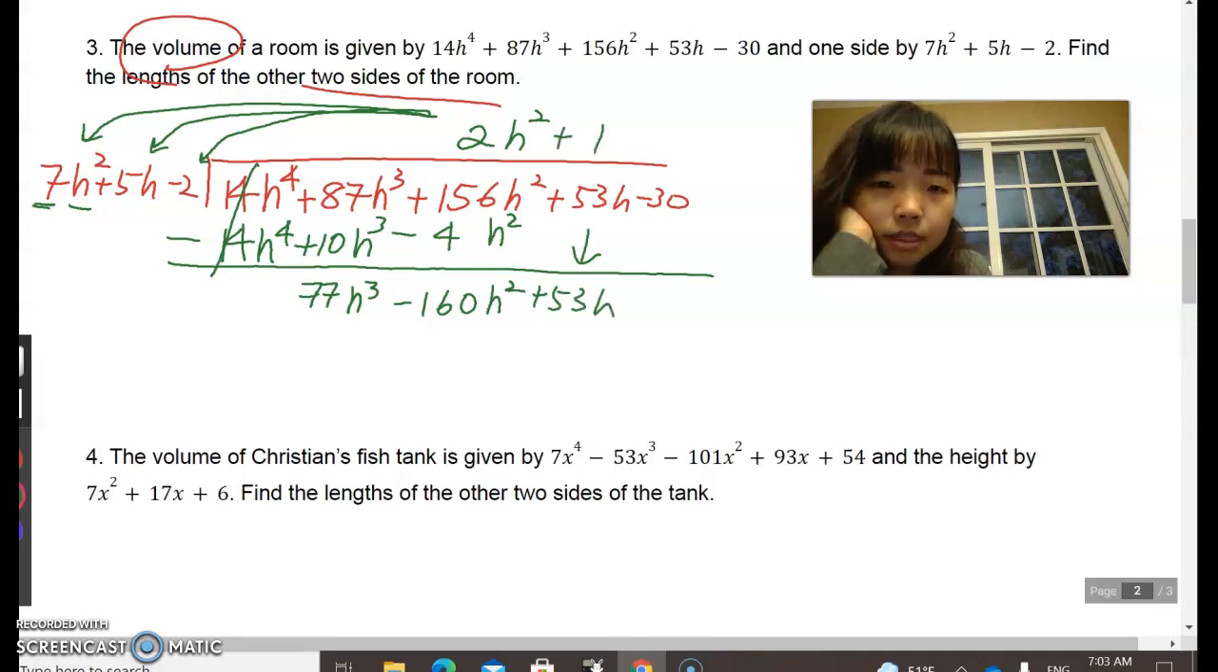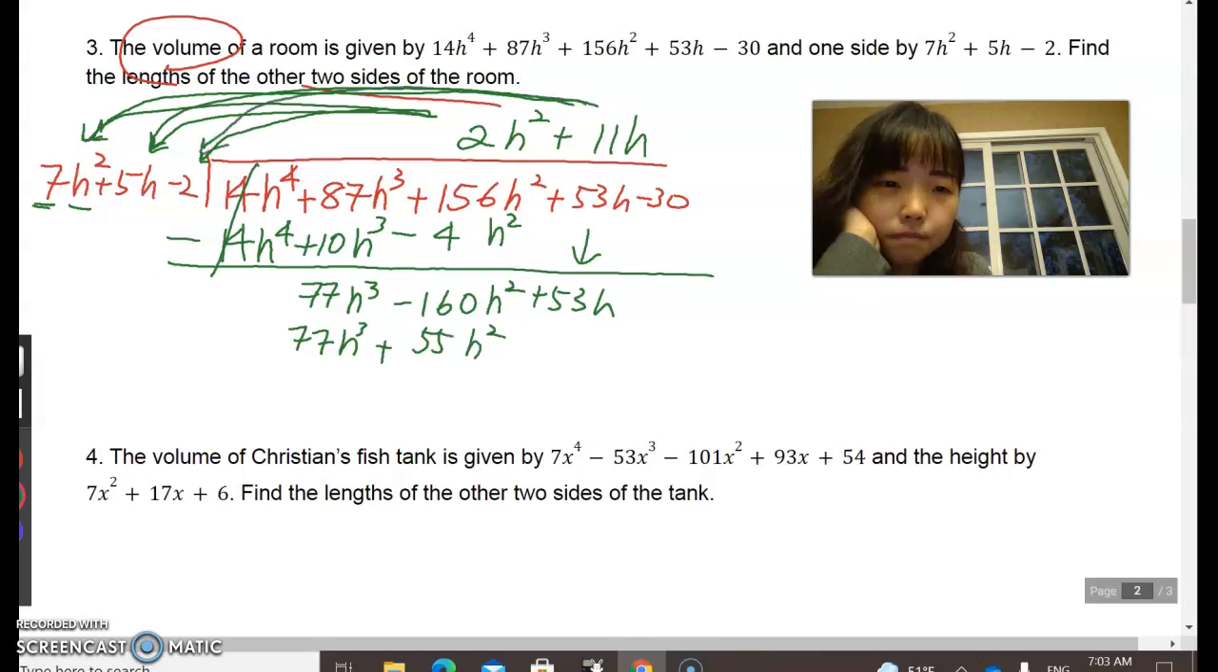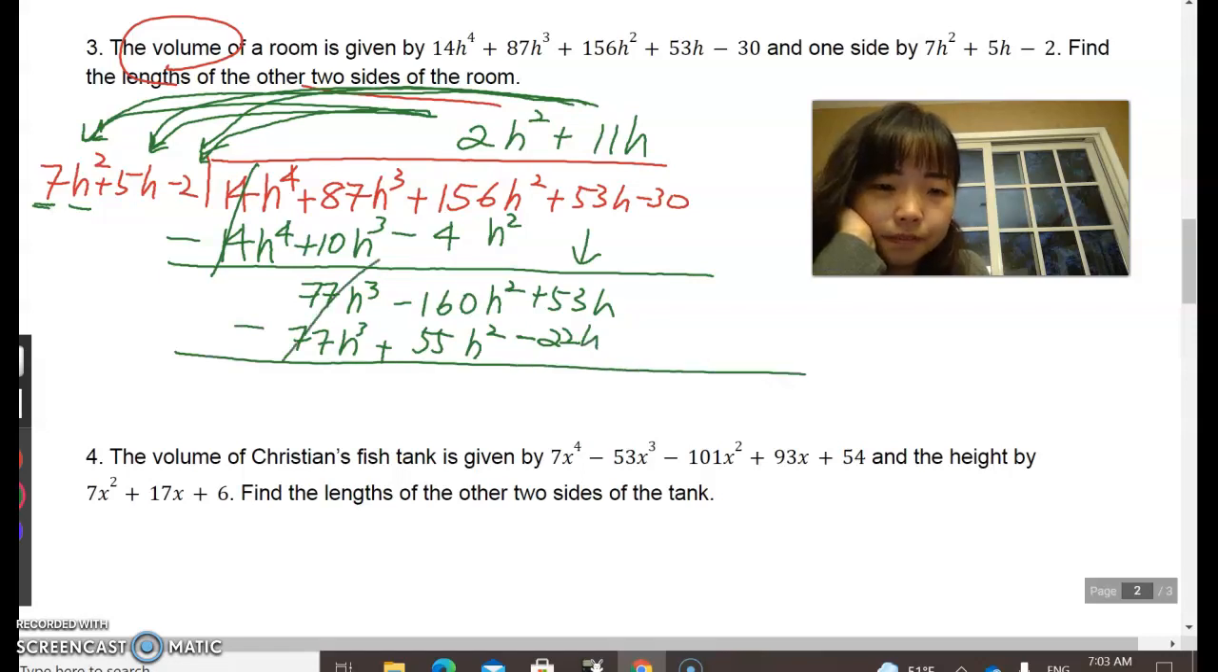77, okay, I know this, 11h, right? Multiply: 77h cubed plus 55h squared minus 22h. Subtract. Gone. Negative 160 minus 55 would be negative 215h squared. 53 minus negative 22 would be positive 75h. You bring down negative 30.